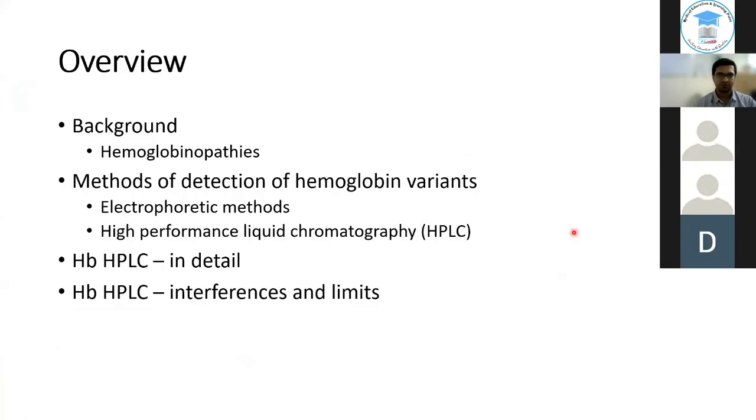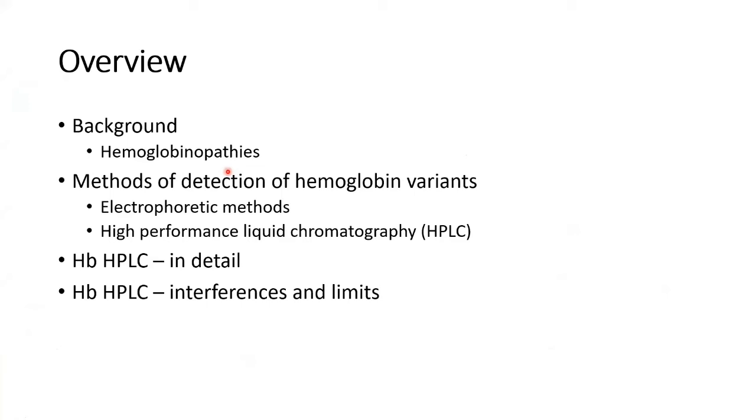I will just give an overview of what I'll be going through today. I'll give a background of what hemoglobinopathies are, and a brief note about the various methods which are used for detection of hemoglobin variants, before proceeding on to discuss hemoglobin HPLC in detail, and what the limitations of hemoglobin HPLC are. Everyone can just type in their questions in the chat box. I'll try to answer them at the end of this talk.